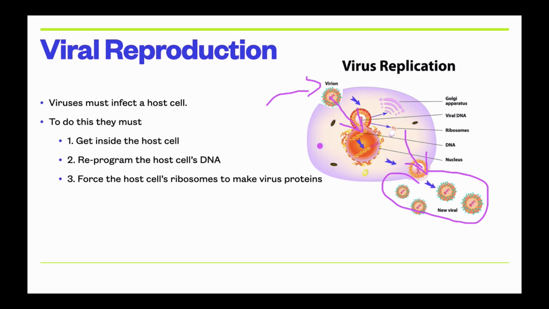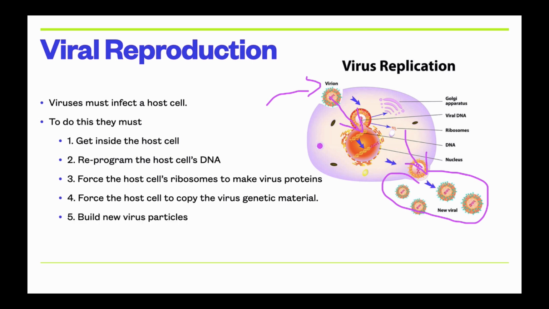And if you remember, ribosomes are part of the cellular machinery that builds proteins. So the virus particle's genetic material, in this picture it's DNA, can reprogram the host cell's machinery on the inside to turn it into a virus factory. So this forces the host cell to not only copy the virus's genetic material, but also to build entirely new virus particles.